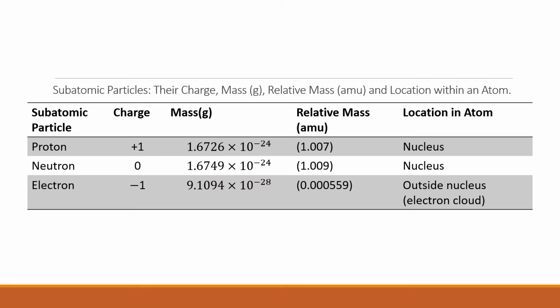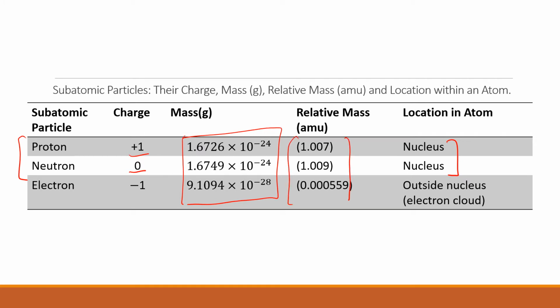This table shows the relative mass of subatomic particles, which are protons, neutrons, and electrons. Remember, protons and neutrons both reside inside the nucleus, and protons have a +1 charge and neutrons have 0 charge. Their masses in grams are given, you don't have to remember that. And on the AMU scale, AMU stands for atomic mass unit, this is called relative mass, so the value on the AMU scale is also given. Again, you don't have to memorize these numbers.